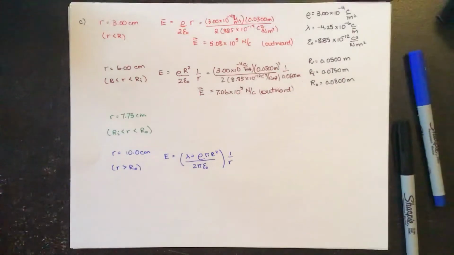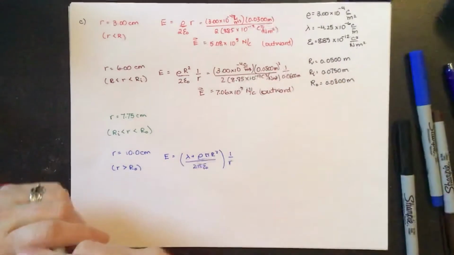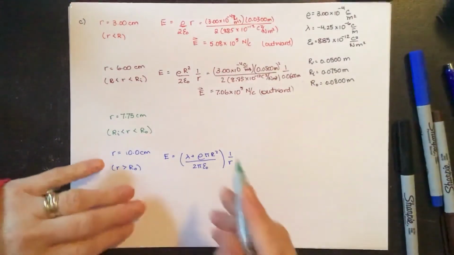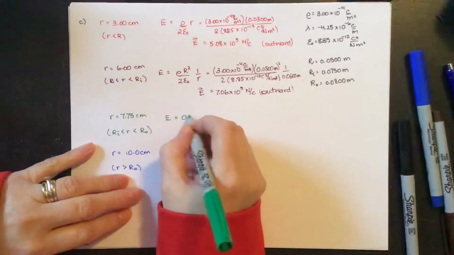Okay, the next bit is at 7.75 centimeters. That's in between the inner and outer radii of the conducting cylindrical shell. That means that our electric field is inside the conductor. It's equal to 0.